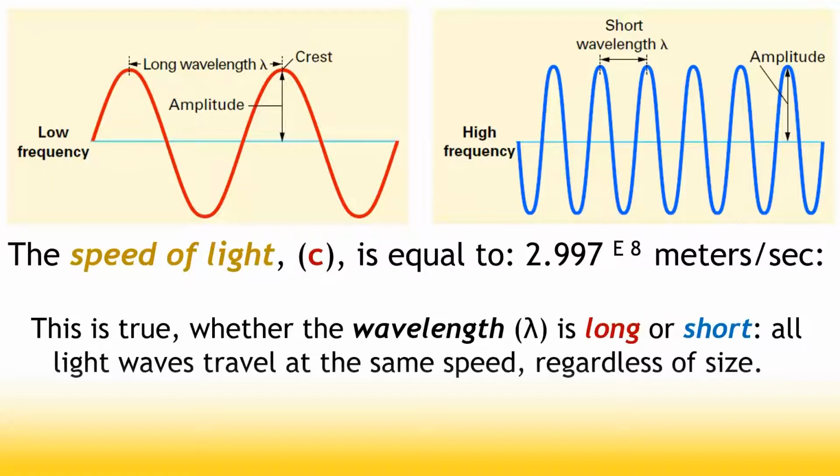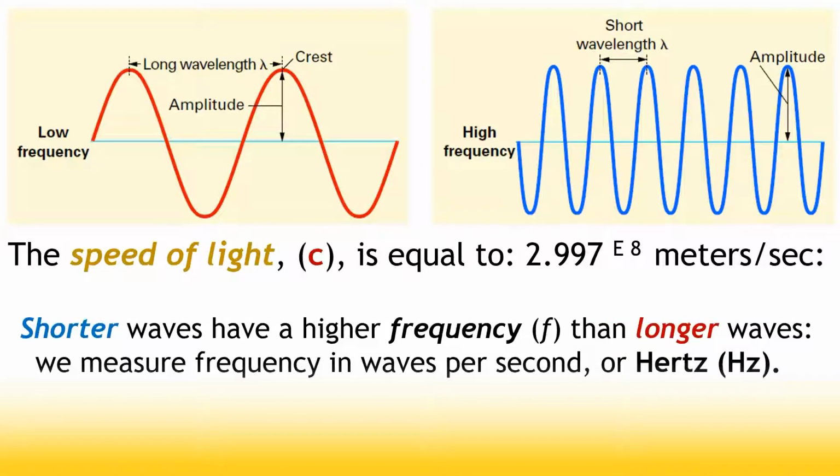Here we use the symbol lambda, which looks like an upside down Y. We use lambda for how long the wave is, because it's the Greek letter for L, for the L sound. And it doesn't matter if your wave is long or short, big or small. What matters is that all these waves, regardless of their size, travel at the same speed in the vacuum of space. Shorter waves have a higher frequency than longer waves. Why? Because since they're shorter, you can fit more in the same space.